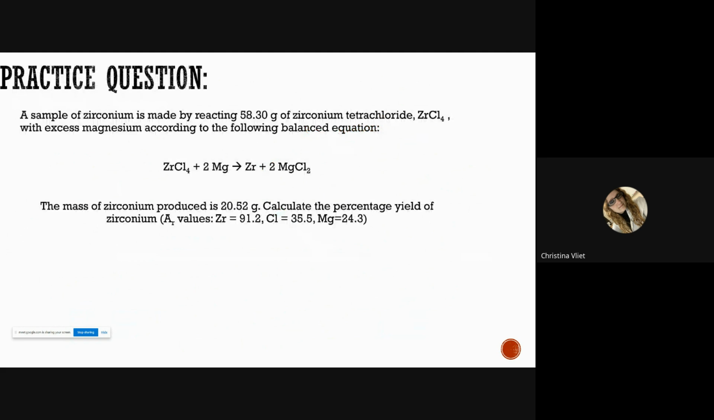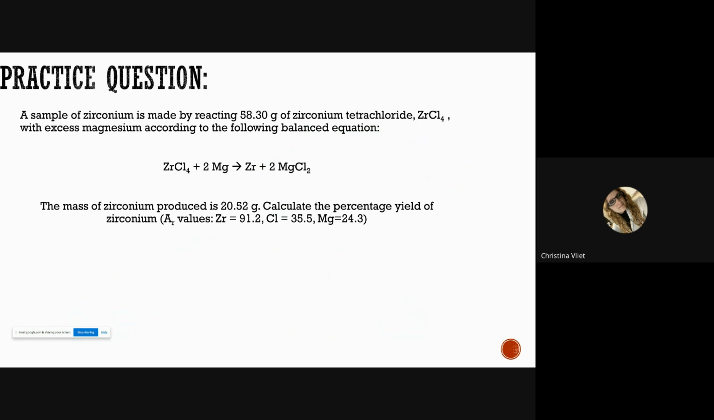So let's take a look. We have just a couple more practice questions before we're done for the day. Practice question. A sample of zirconium is made by reacting 58.30 grams of zirconium tetrachloride with excess magnesium, according to the following balanced equation. So you're given a balanced equation there. The mass of zirconium produced is 20.52 grams. Calculate the percent yield. And this is how a standard question like this looks.